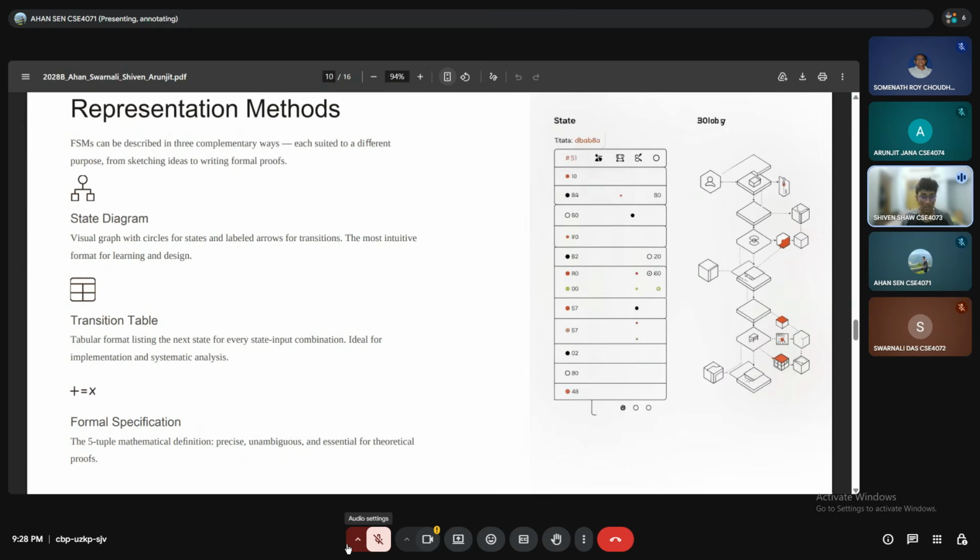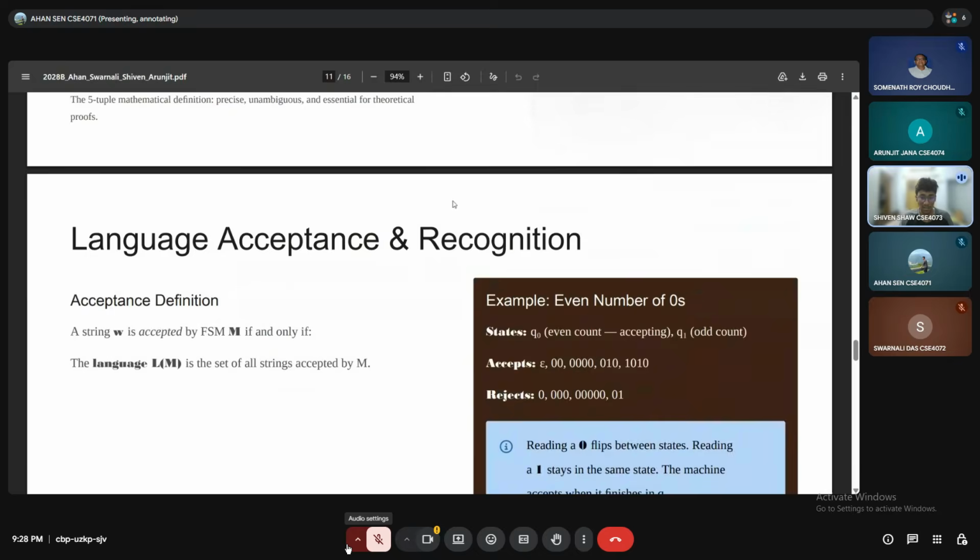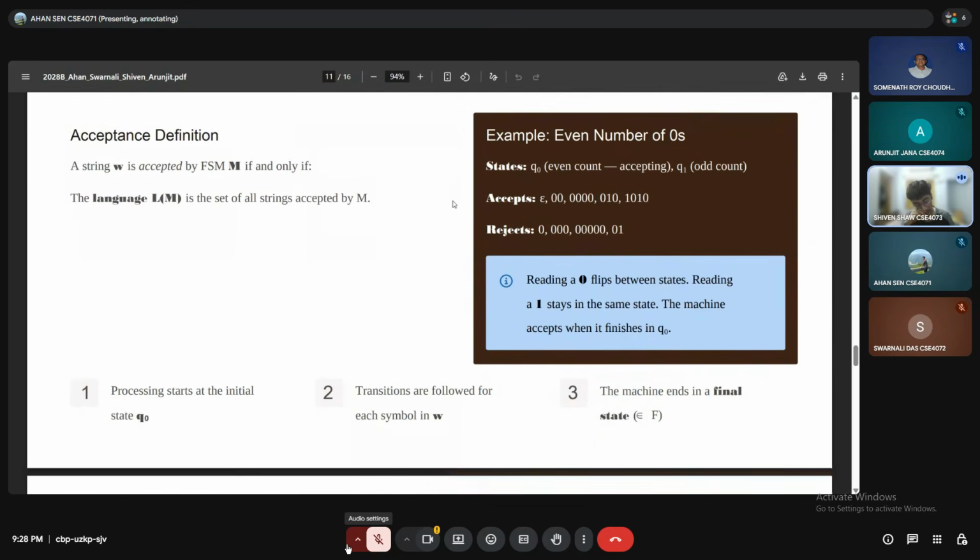The example we used here is an even number of zeros. In this situation, we make Q0 the initial state and also the final state, since with an even number of zeros, epsilon is also a valid string. So we read 0, switch between Q0 and Q1, we read 1, stay in the same state. For example, if we take the string 010, we start at Q0, read 0, go to Q1, read 1, stay at Q1, read 0, go again to Q0. Since Q0 is the final state, it is an accepted string. It is a valid string.